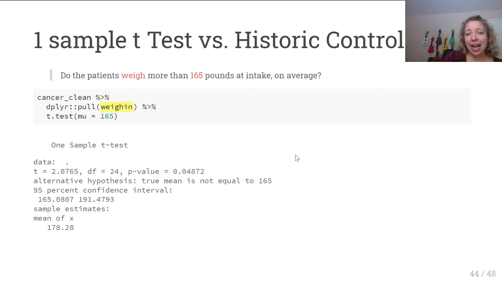So again, what were we asking? We were asking whether patients weighed more than 165 pounds, actually as a two-tailed test. So do patients weigh a different amount than 165 when they're at intake of the study? So our answer is, well, we look at our p-value, and we're going to go with the standard alpha equals 0.05 significance level. And so we ask, is the p-value small? And yes, it is small, as in smaller than 0.05. So this does provide evidence against the null hypothesis of an average being 165.